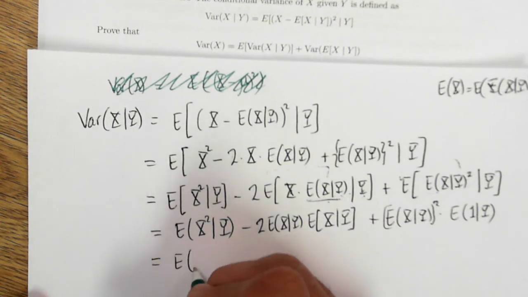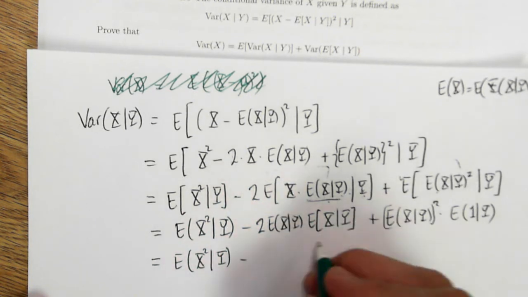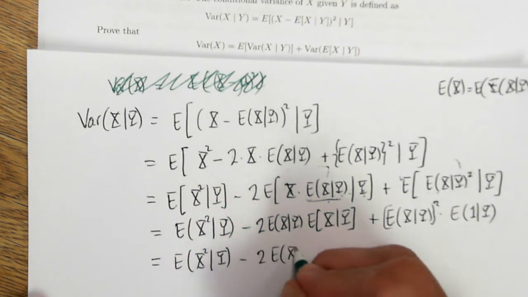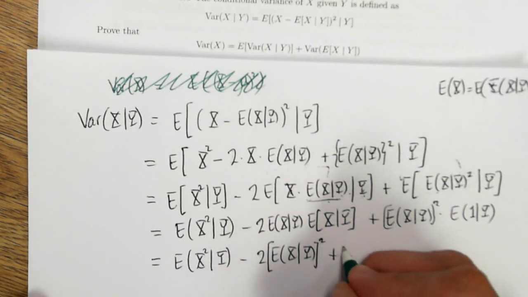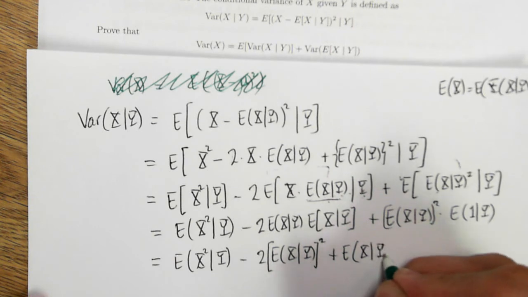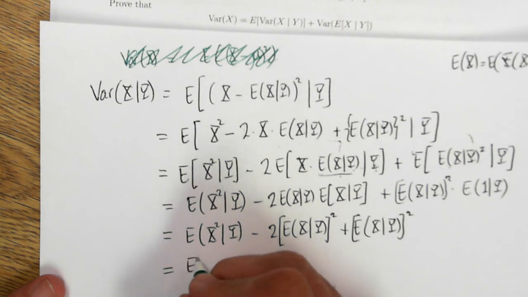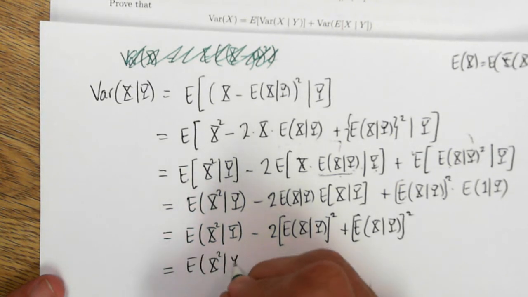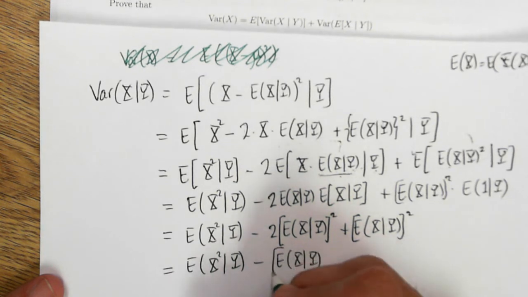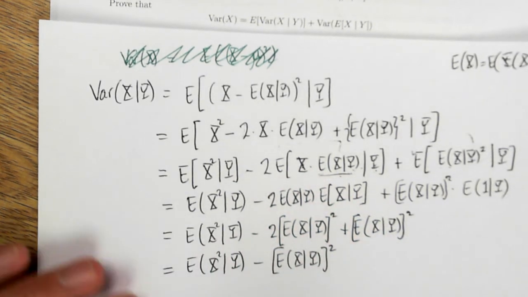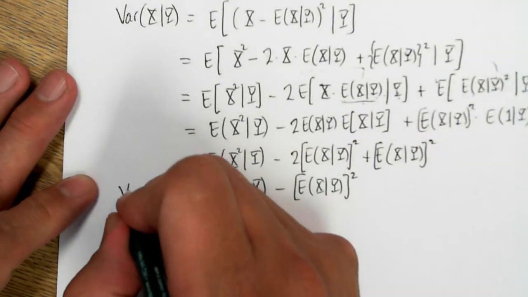So that's equal to the expected value of X squared given Y, minus, here I have 2 times expected value of X given Y squared, plus the expected value of X given Y squared. So that's equal to the expected value of X squared given Y minus the expected value of X given Y whole thing squared. So that is the variance of X given Y.